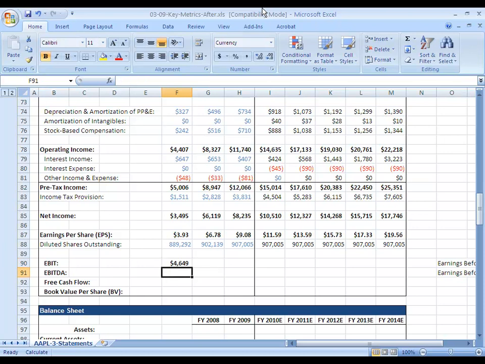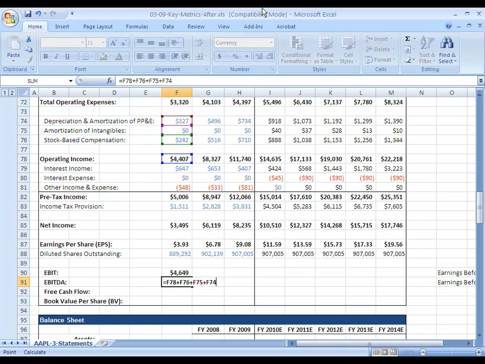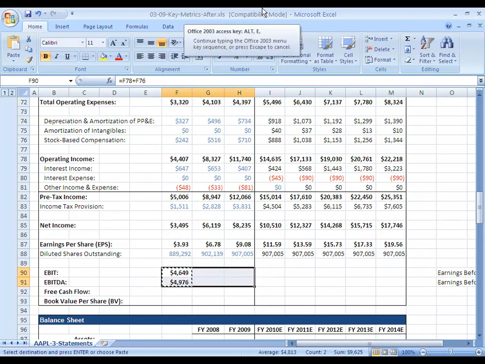For EBITDA, by contrast, I'm going to take operating income and then add stock-based comp, amortization of intangibles, and then depreciation and amortization. Take those and copy it across with Alt ESF.